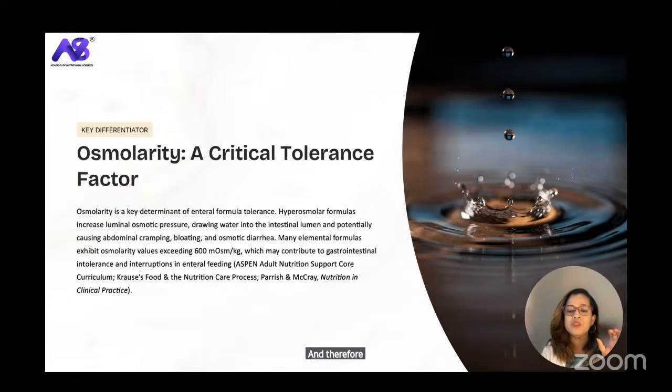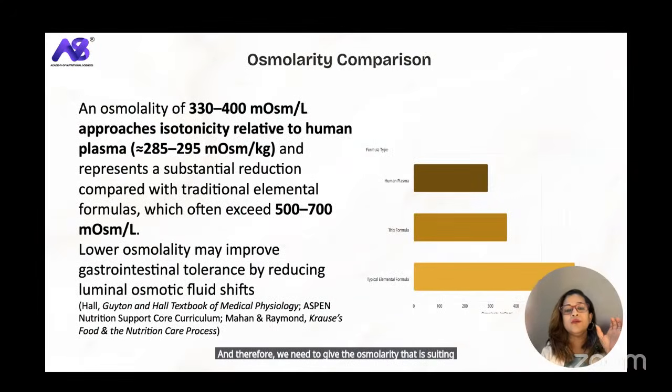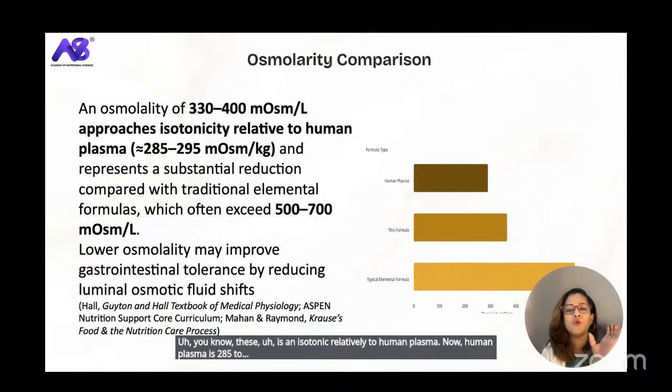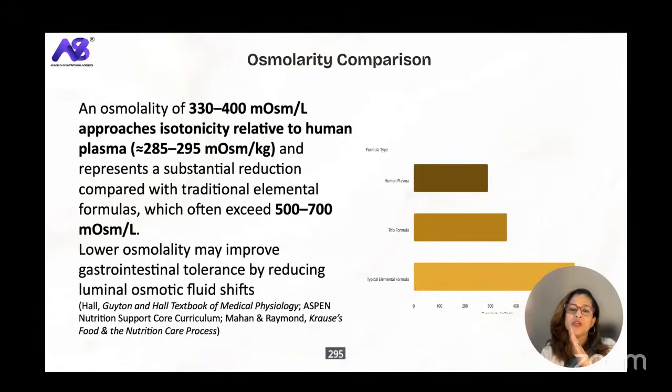And therefore, we need to give the osmolarity that is suiting the gut. So osmolarity is an important aspect. When we say 300 to 400 milliosmoles, this is isotonic relative to human plasma. Now, human plasma is 285 to 295 milliosmoles per kg, and this represents a substantial reduction compared with other formulas which may have very high osmolarity.